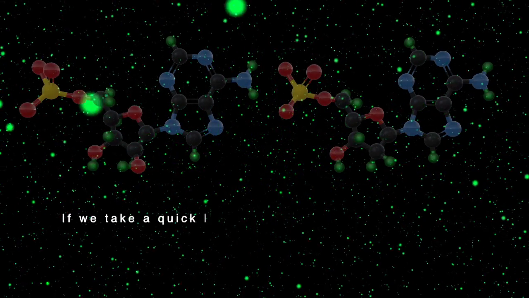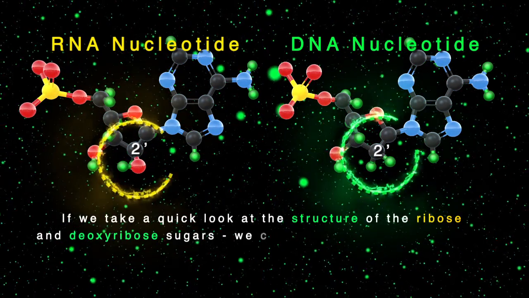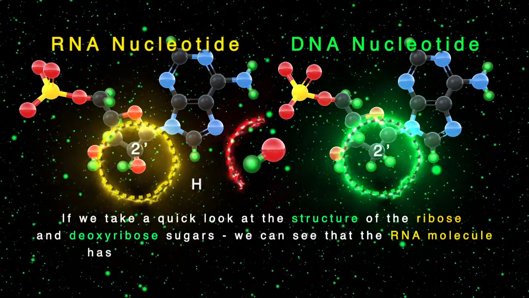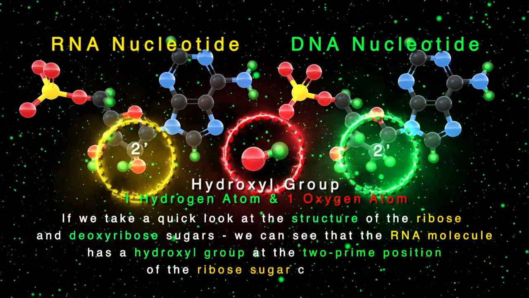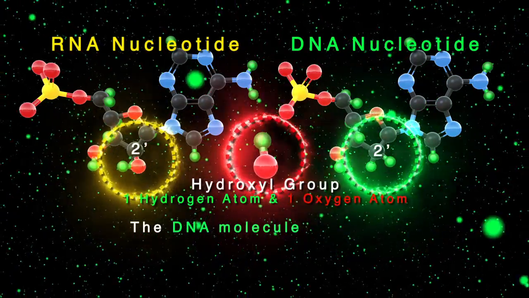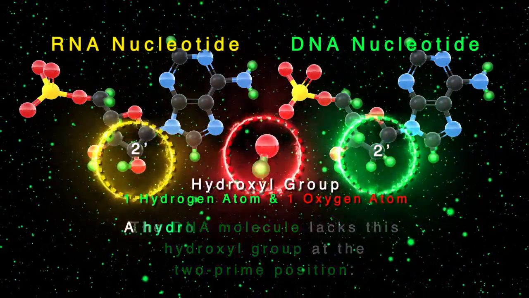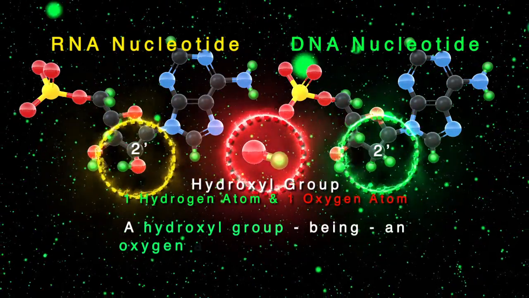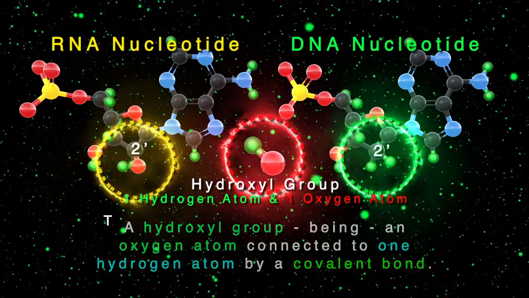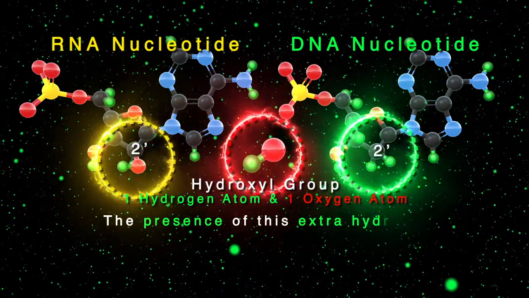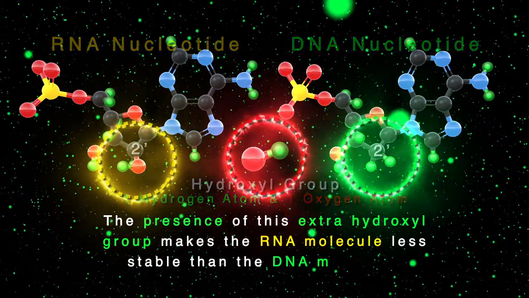If we take a quick look at the structure of the ribose and deoxyribose sugars, we can see that the RNA molecule has a hydroxyl group at the 2' position of the ribose sugar component. The DNA molecule lacks this hydroxyl group at the 2' position. A hydroxyl group is an oxygen atom connected to one hydrogen atom by a covalent bond. The presence of this extra hydroxyl group makes the RNA molecule less stable than the DNA molecule.